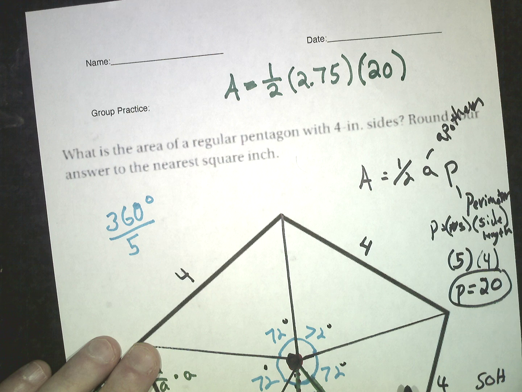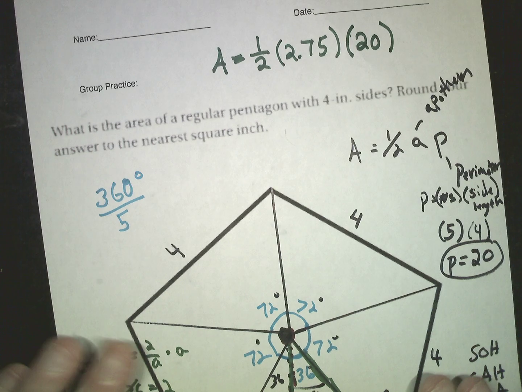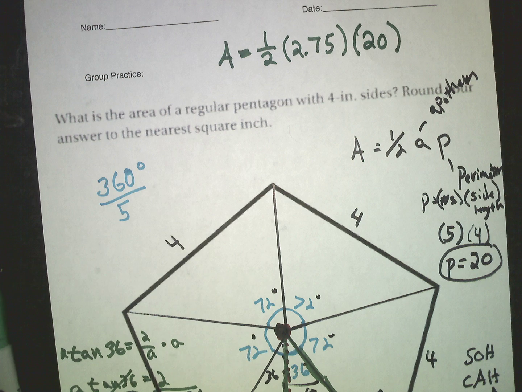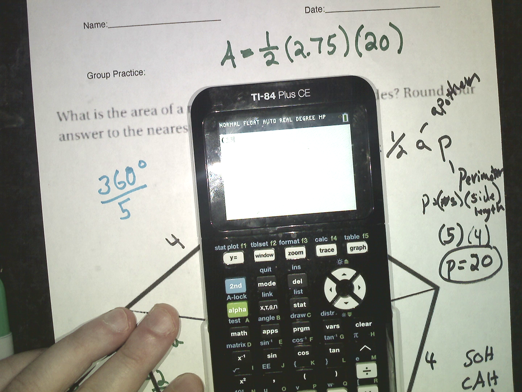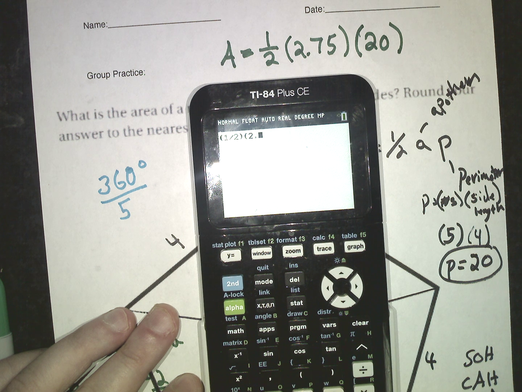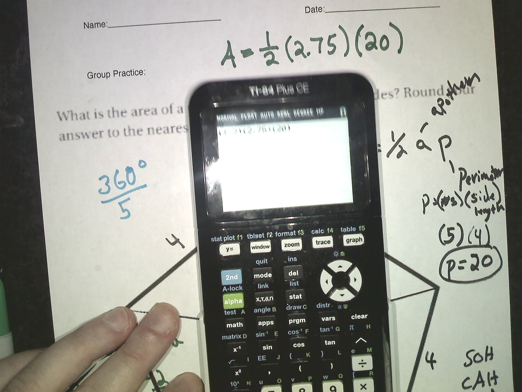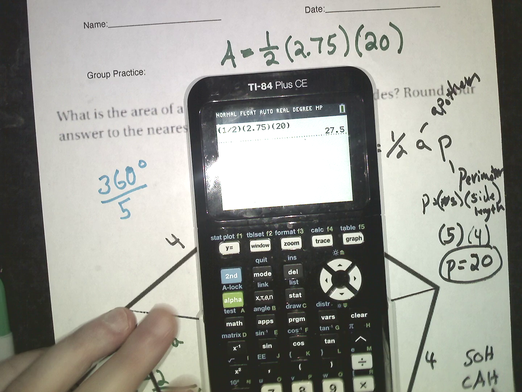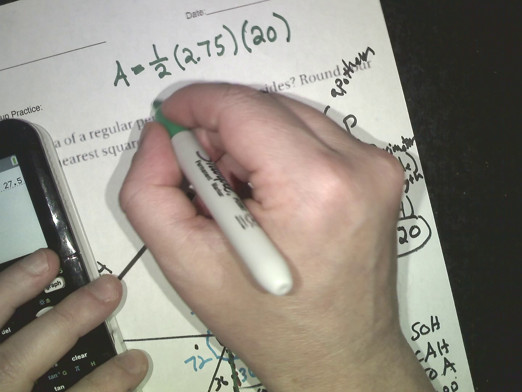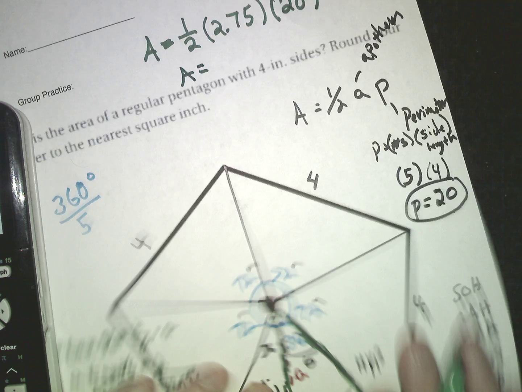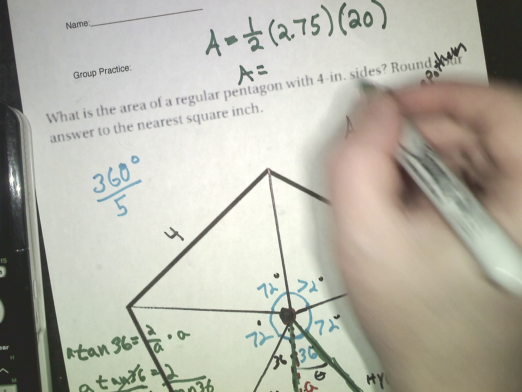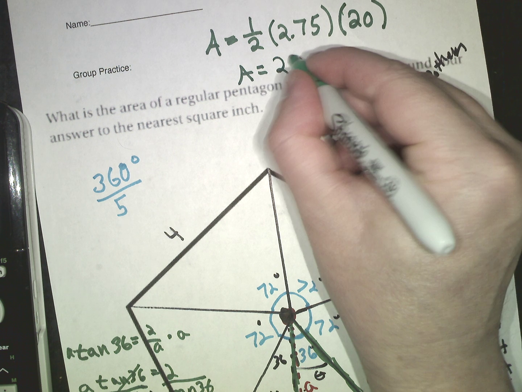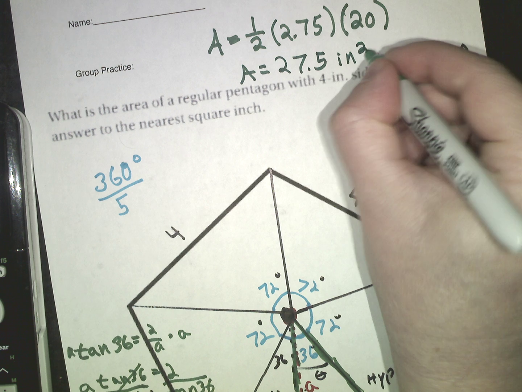I'm going to put this in my calculator. I'm not going to go crazy trying to do this in my head. Actually, I can see what the answer is already, but I'll just pretend I don't know. So it's really quick in the calculator: 1 divided by 2, times 2.75, times 20. Enter, 27.5. So the area of our pentagon, after all that, in inches, is 27.5 inches squared.